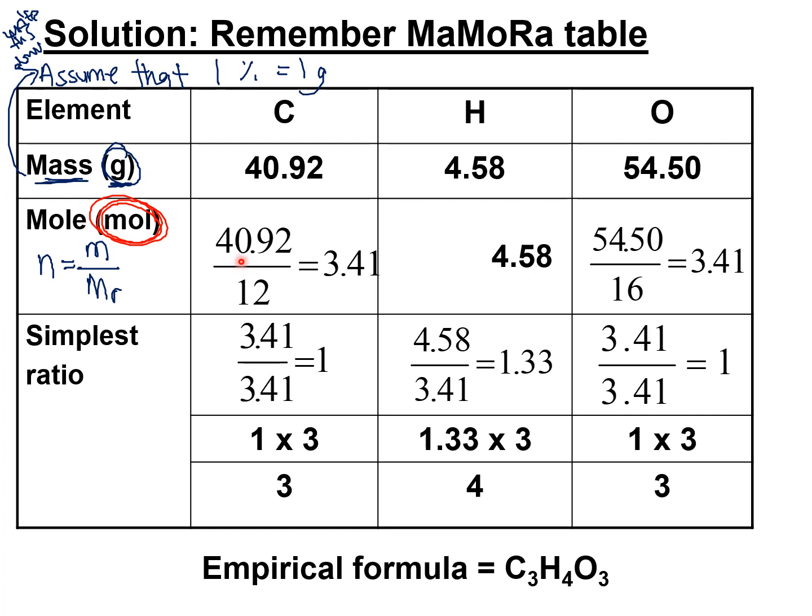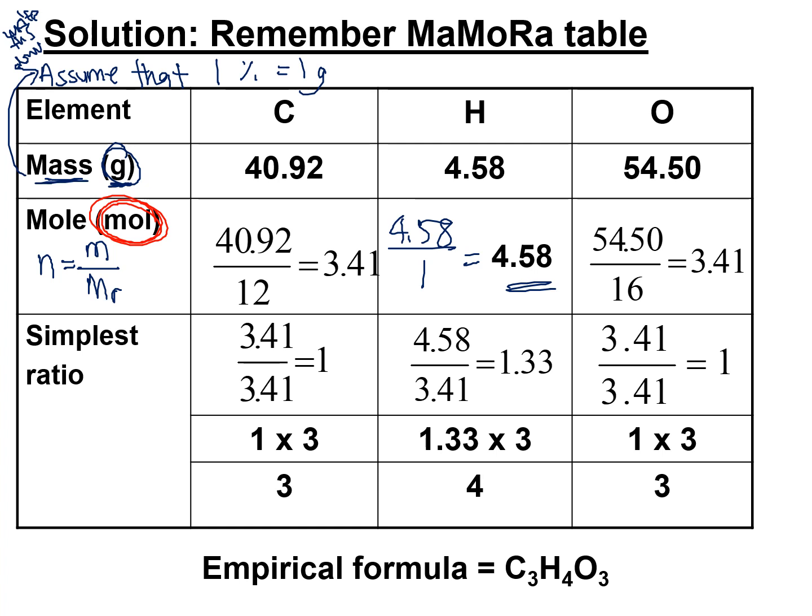So untuk kira number of mole untuk carbon, you tahu mass carbon 40.92, molar mass of carbon daripada periodic table of elements is 12. So you will get 3.41. Okay. Untuk hydrogen pula, okay, you tahu mass untuk hydrogen adalah 4.58. Tetapi molar mass of hydrogen in periodic table of element is 1. So that's why you will get 4.58 mole. Okay, oxygen pula, mass of oxygen is 54.50. Molar mass dia 16. So you dapatlah 3.41 as the number of moles for oxygen.